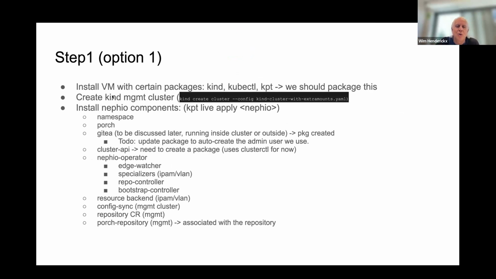So the first thing that we need to do, the idea is also to minimize as much as possible anything that we need outside, right? And so we still need a VM, or this could also be a container in my view eventually, but let's focus on the VM where we install a set of tools, like the ones that we need right now: kind, kubectl, and kpt, right? And we still need to create a cluster to bootstrap it upon. So that's still a step that we have to take.